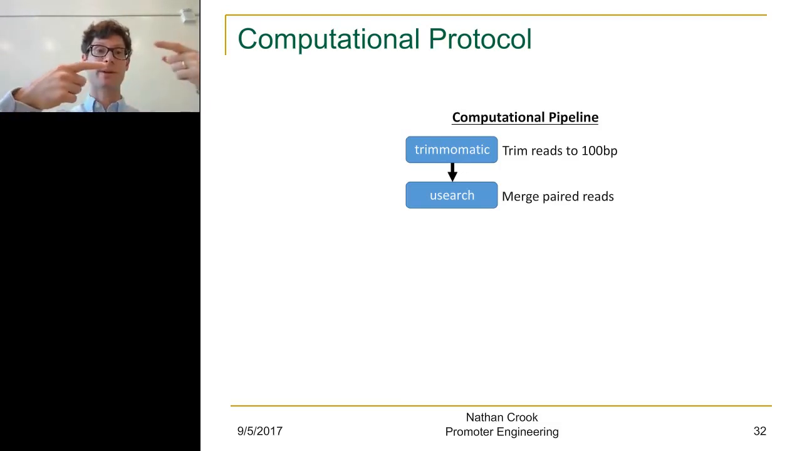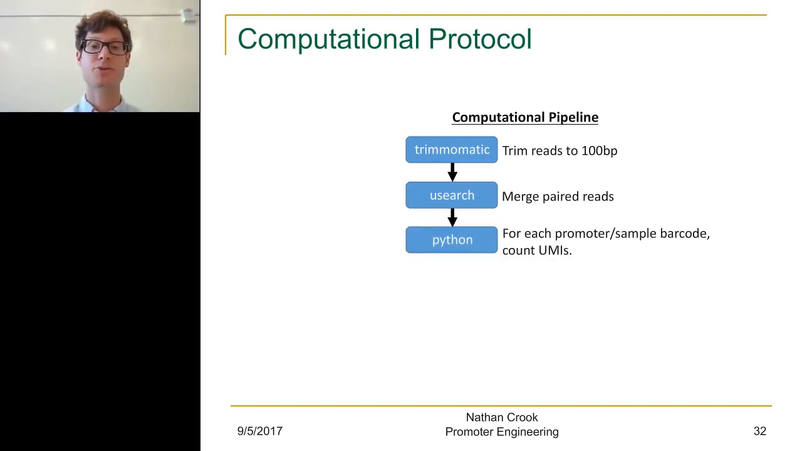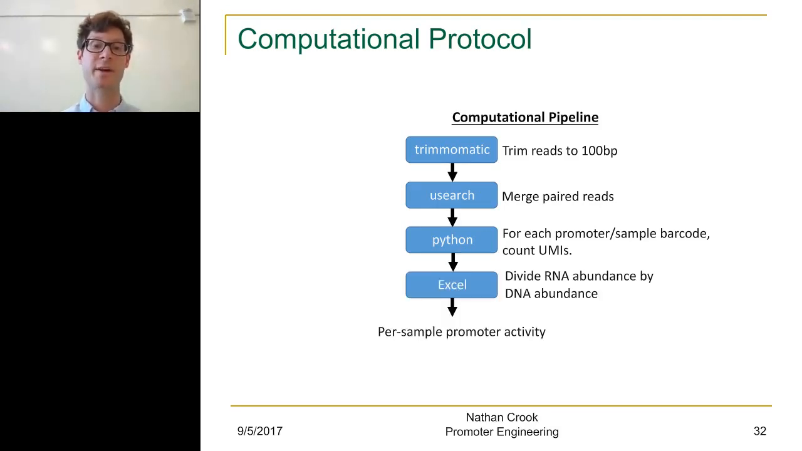So we have reads going one direction, one the other direction. They actually overlap at some rate, and you can use a program to correct errors in sequencing that way. We use a custom Python script to count for every promoter and sample barcode combination the number of unique molecular identifiers you observe. And it's important to note that instead of counting the number of instances of each promoter barcode, you're actually counting unique molecular identifiers, because that is able to correct for potential PCR biases during your amplification. And then you divide your RNA abundance by DNA abundance to get promoter activity.